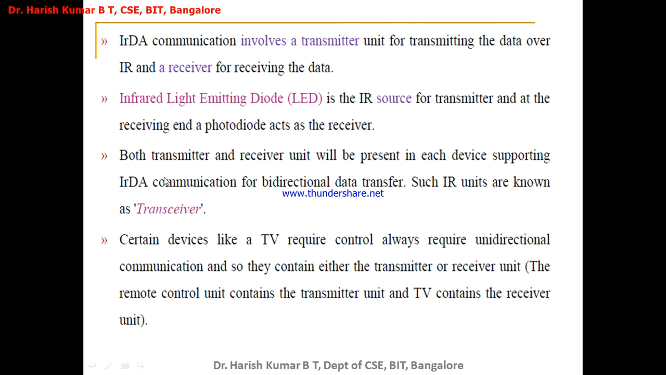as the receiver. Since it involves both transmitter and receiver, it is called a transceiver, because it can access the transmitter also and it can access the receiver also, hence it is called a transceiver. And certain devices like TV are only unidirectional, because the direction is only one-way communication.